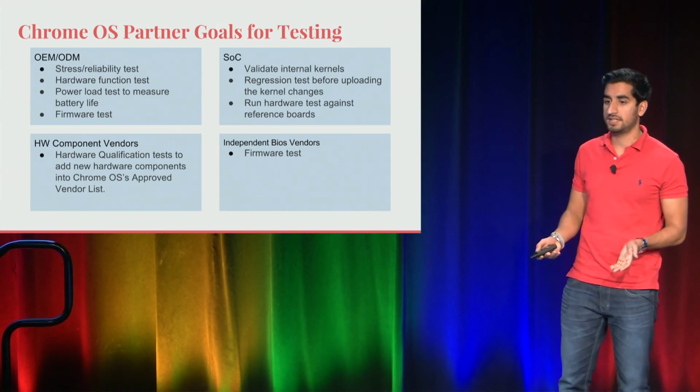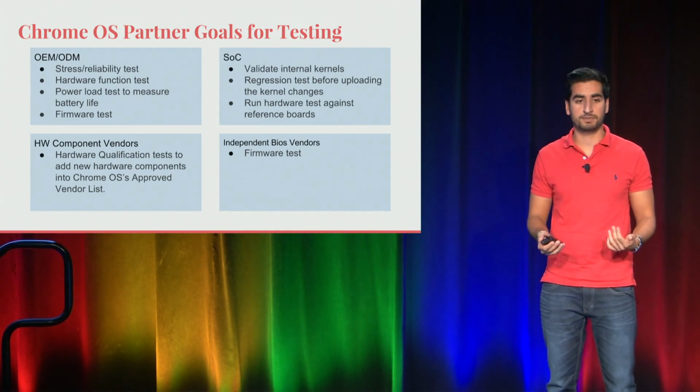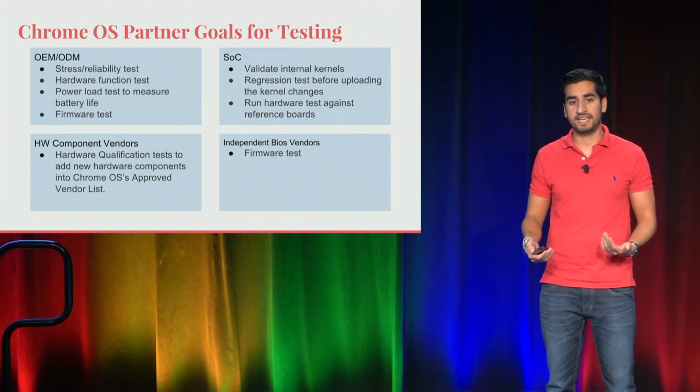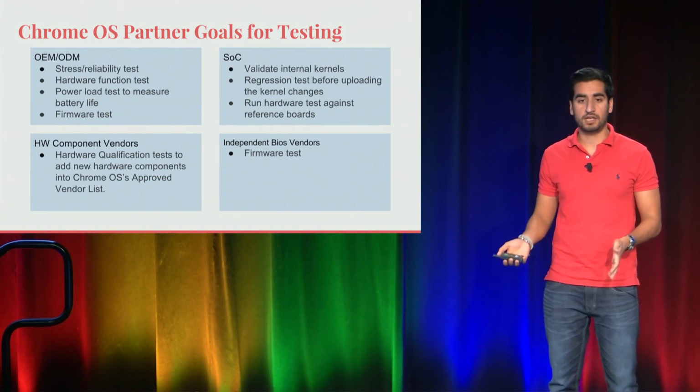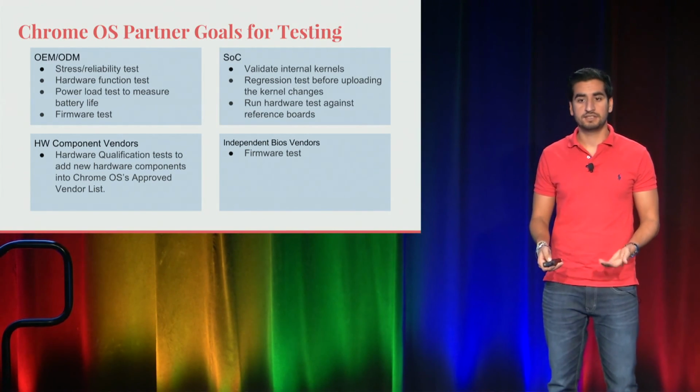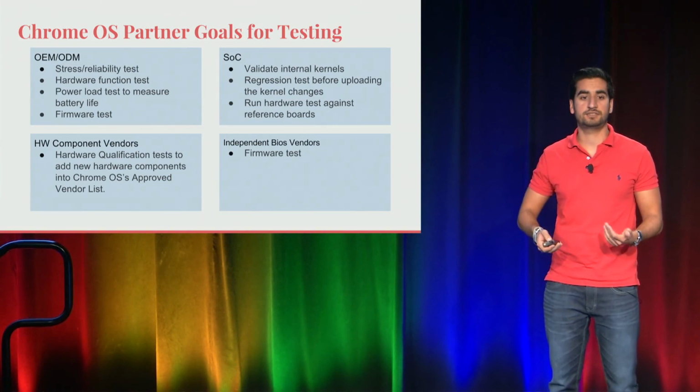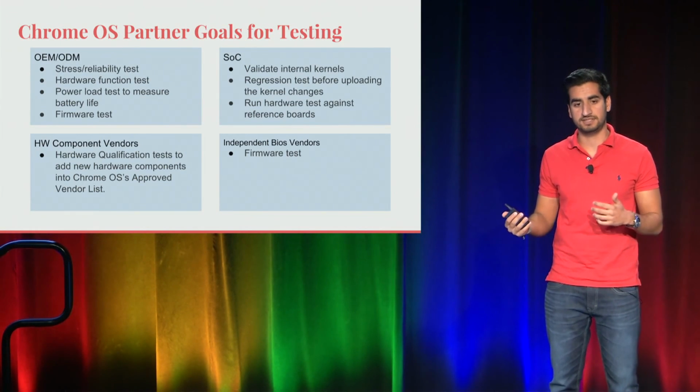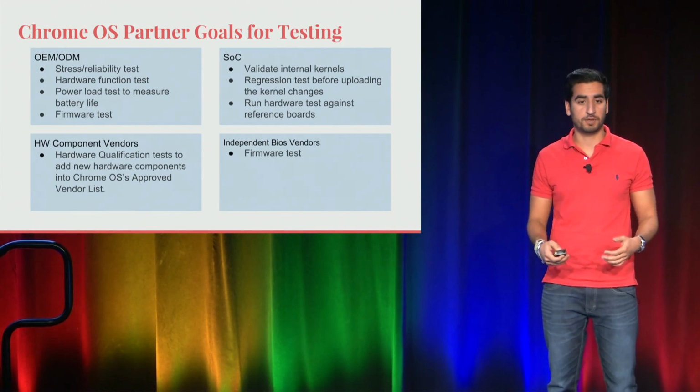Hardware component vendors want to sell their different components to OEMs, and they can't unless we approve it. So by giving a Moblab to, say, SanDisk, they can do SSD validation and send us the test results, because they go back to Google Storage and we can see them. And we can say whether this new part is valid to be used in Chromebooks. And lastly, BIOS vendors want to make sure that their BIOS works with our firmware.